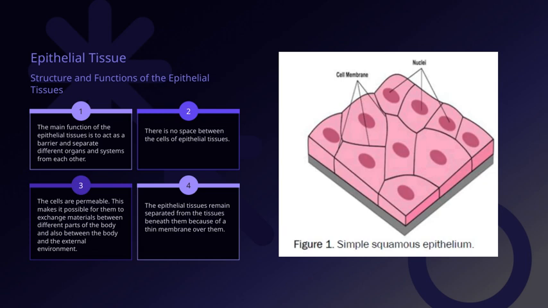Despite this close arrangement, these cells are permeable. That means they can allow materials to pass through, enabling exchange between different parts of the body, as well as between the body and the external environment. Additionally, epithelial tissues are kept separate from the underlying tissues by a thin membrane. This membrane acts as a sort of boundary, providing support while still allowing for communication and exchange. Connecting all these points, it's clear that epithelial tissue plays a vital role not only in protection and separation, but also in facilitating the exchange of substances, making it fundamental to our overall health and functioning.